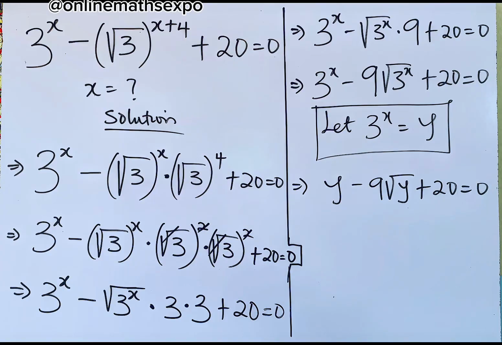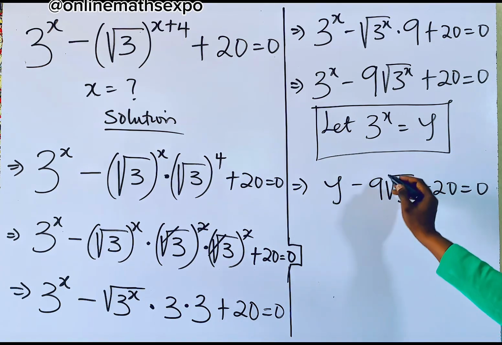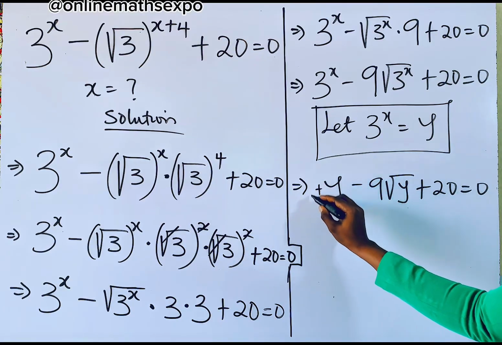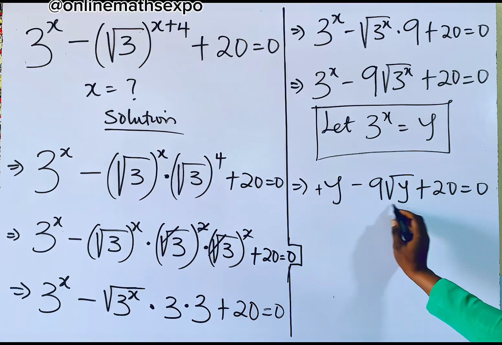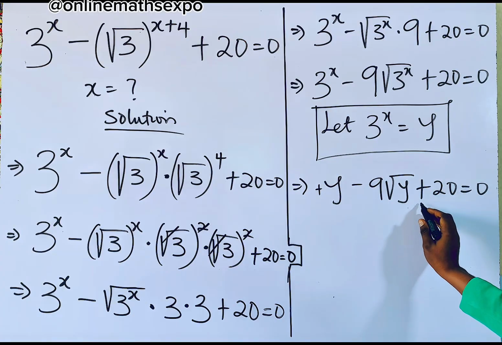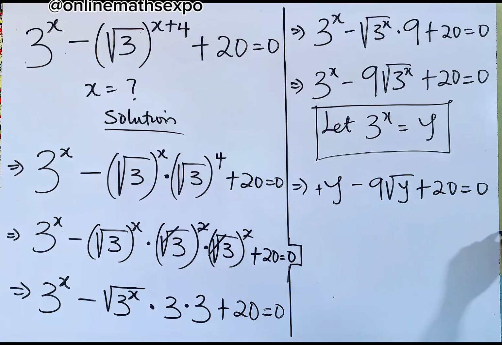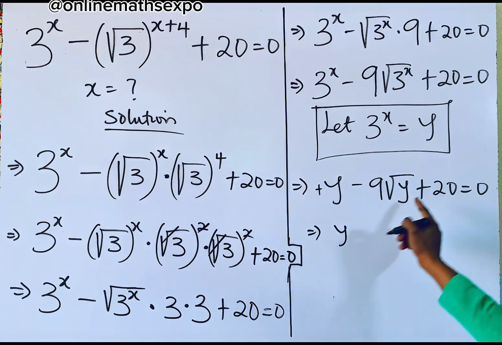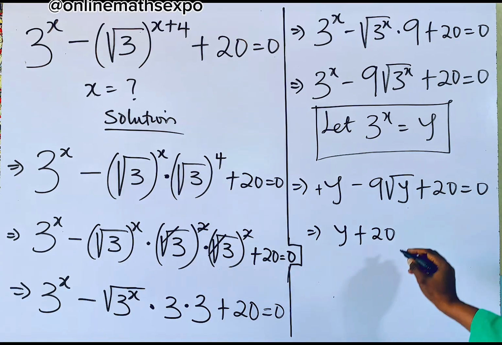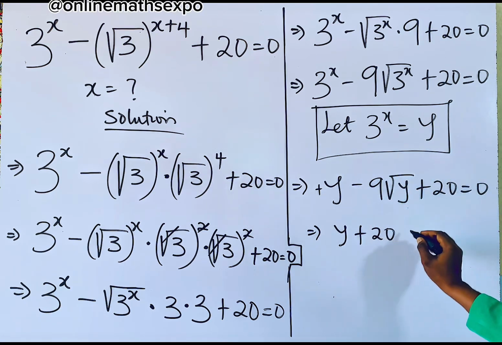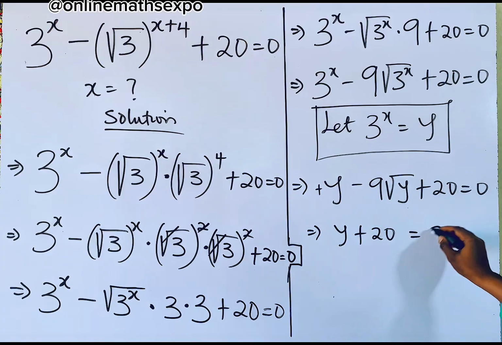So what should we do next? Now, we can choose to take this negative. Remember, this is positive. This negative is on this, and 20 is positive. So we can choose to bring these two together and take this to the right side. So we're going to have y plus 20, okay? Taking this to the right side, because it's carrying negative, you add. So we're going to add to both sides to have 9 root y. Did you see that?